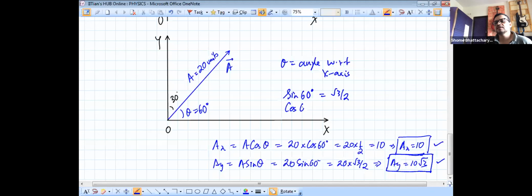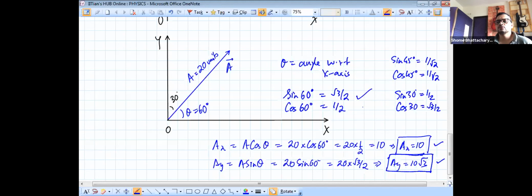And cos 60's value I have given to you last time, this value is half. Just like you know that sine 30 is half, cos 30 is root 3 by 2. I told you to memorize these values. Okay, you have to remember these. Sine 45 degrees is 1 by root 2. Cos 45 degrees is also 1 by root 2. So these are all values that you have to memorize.